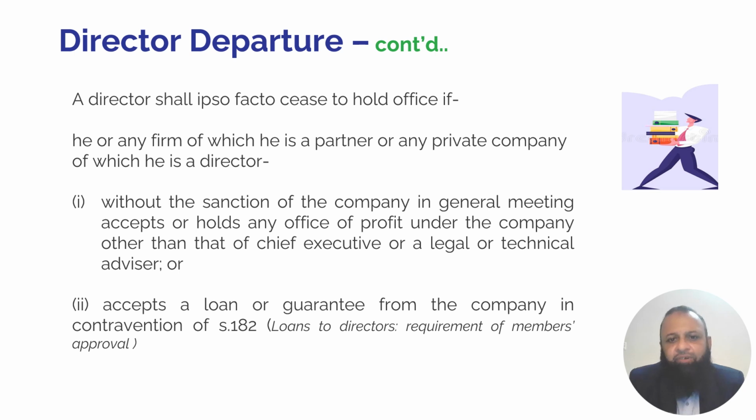In addition to the scenarios discussed earlier, a director shall also cease to hold office if they, or a company in which they're a director, or a firm in which they're a partner, becomes an office holder in the company in question. That is anything other than chief executive or a legal advisor or technical advisor. And especially if it happens without the prior sanction of the company in question, that means that they instantly cease to hold office. Similarly, if they accept a loan or guarantee from the company in contravention of Section 182, that also makes them ineligible to continue as a director.